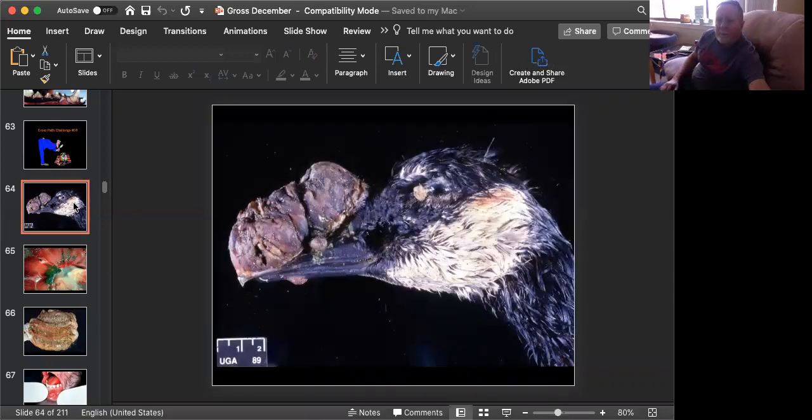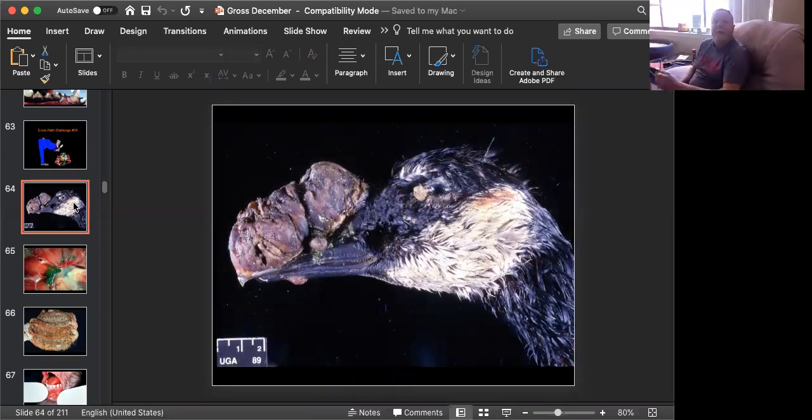Slide number 1 is tissue from a Canada goose. Can you give me a morphologic diagnosis and a cause?